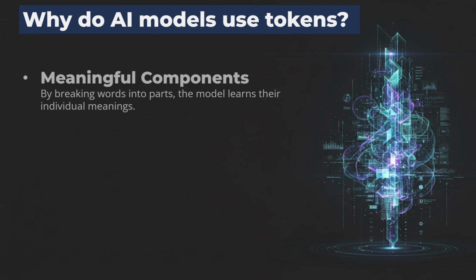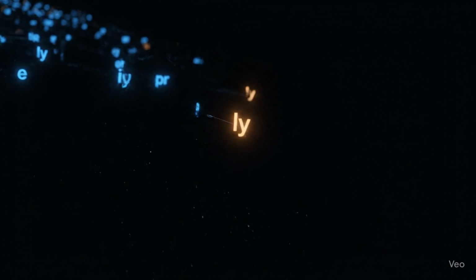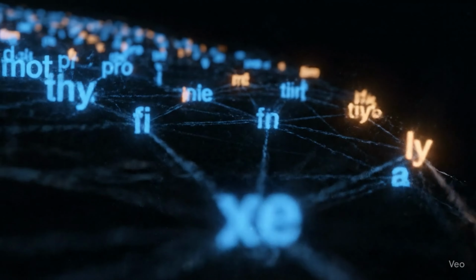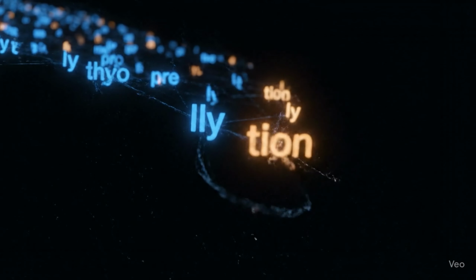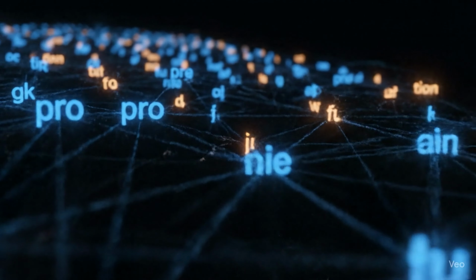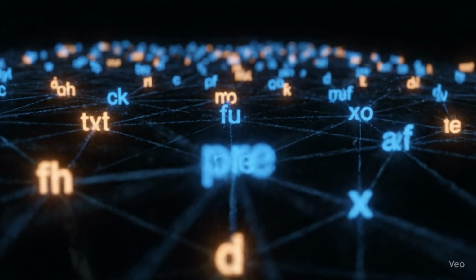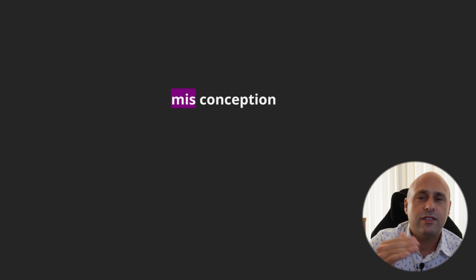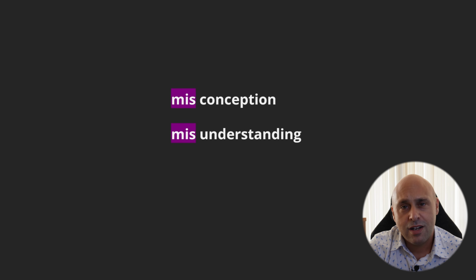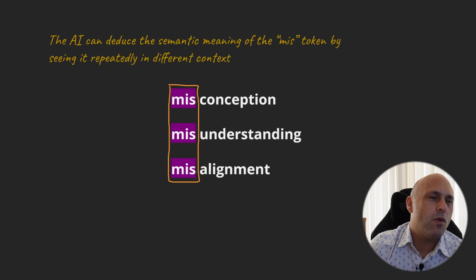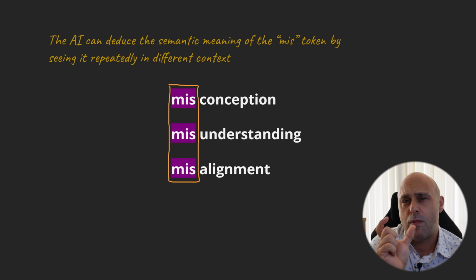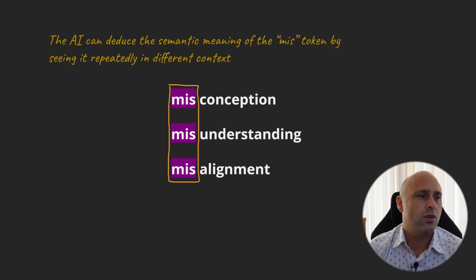The first is that tokens are meaningful components. By breaking words into parts, the model learns their individual meanings. For example, it learns that the token miss often negates a word by repeatedly seeing it in pairs like misconception, misunderstanding, or misalignment. And this allows the model to grasp the meaning of complex words just by combining the known parts, which are the tokens.